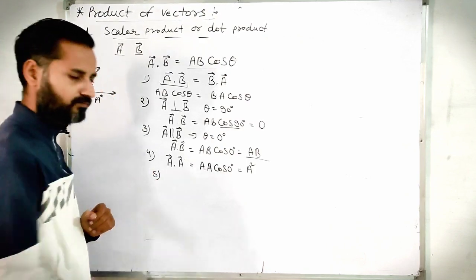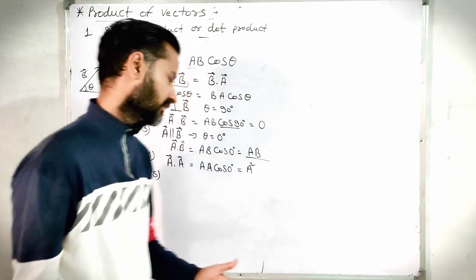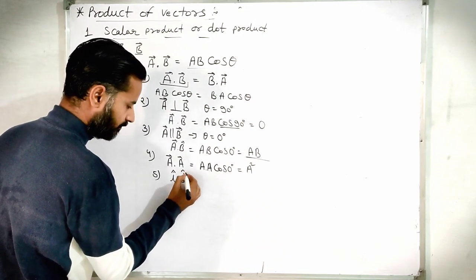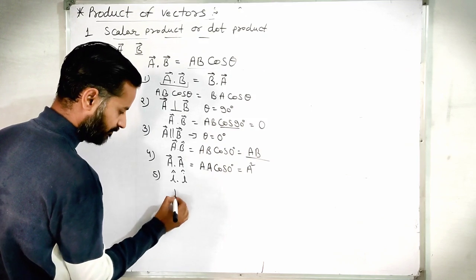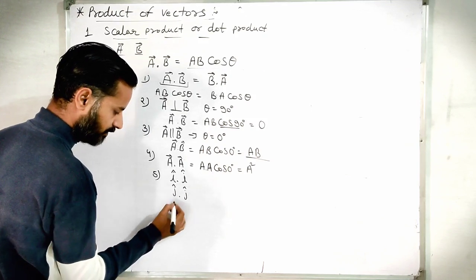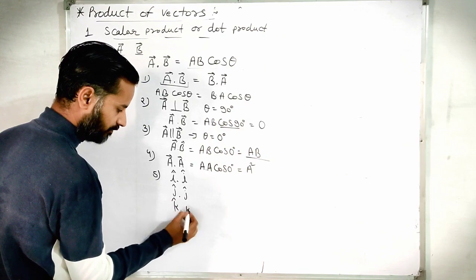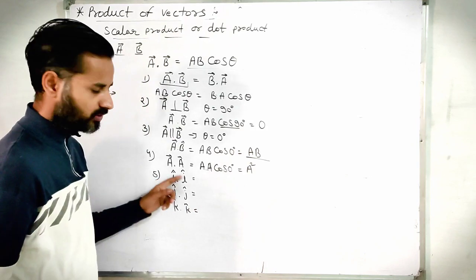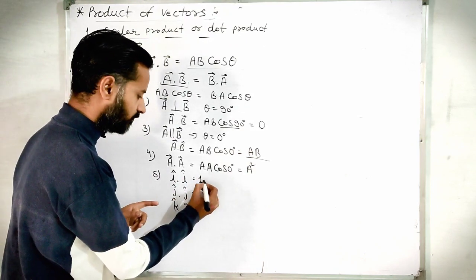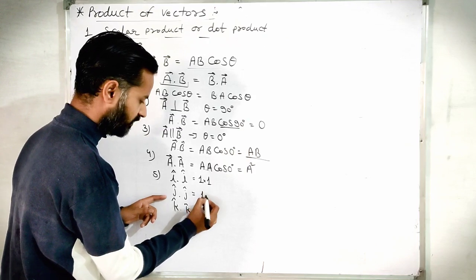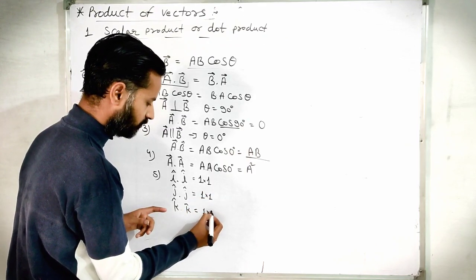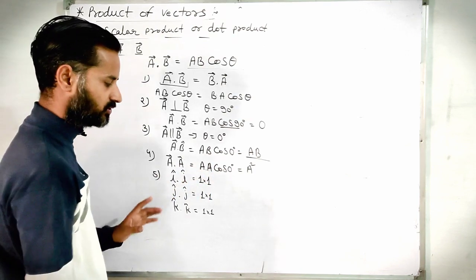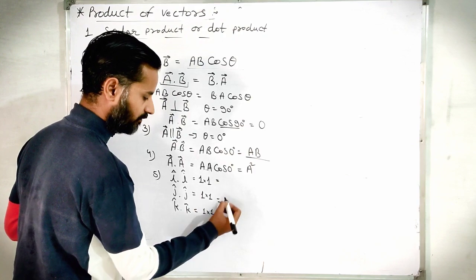Fifth point is the dot product of unit vectors. i cap dot i cap, j cap dot j cap, k cap dot k cap. Since these are unit vectors, their magnitude will be 1. So 1 into 1, 1 into 1, 1 into 1. Both are the same vector, so by this property the angle will be 0, so cos 0 will be 1, so we get only the value 1.